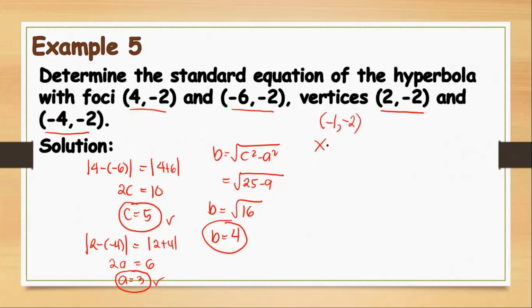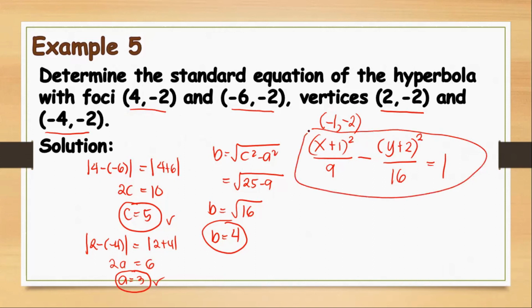So let's have x plus 1 quantity squared over our a, which is 3, so that's 9, a squared, minus y plus 2 quantity squared over our b, which is 4, so that is 16, equals 1. This is now the standard form of the equation.